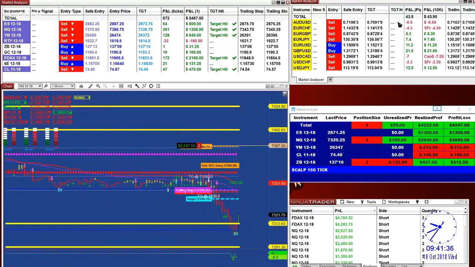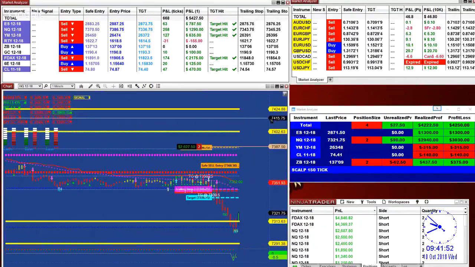The same story here on the market analyzer. By the way, we are using the same time frame every single day. The market analyzer is based on 1 minute, and we use 1 minute every single day. And this is the automated trading, and we will be explaining how things work.